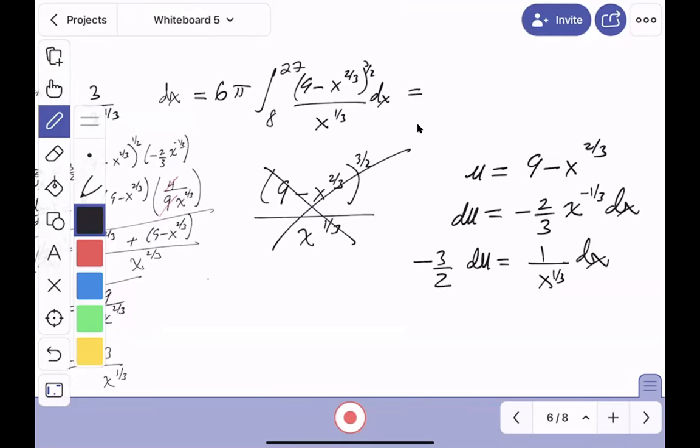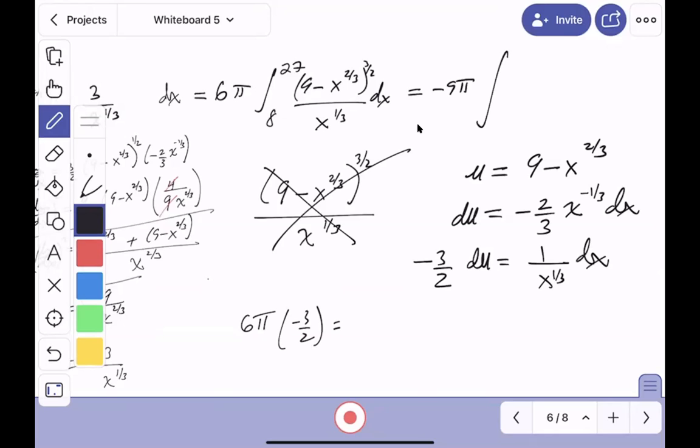Let's write this down. So I'm going to factor out now. I get the 6 pi, and dx equals minus 3/2 of the du. I'll pull the minus 3/2 on the outside. So it's going to be 6 pi, then minus 3 over 2. That's going to be what? Minus 9 pi, right?